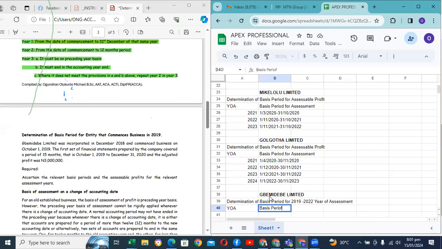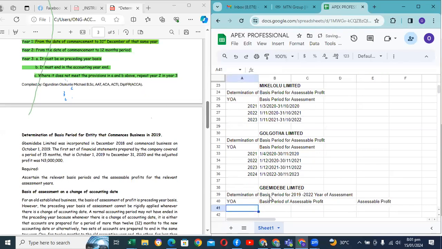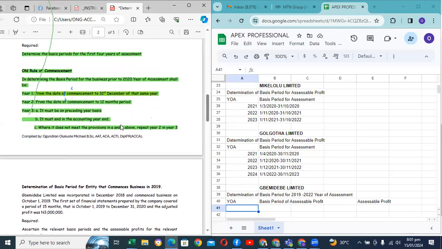Thank you very much. So you have Bemidebe like that. Please pay attention. Now, in 2019, there was nothing like the Finance Act. Or better put, which day am I going with? Am I going with December 2018 or October 1, 2019? Which day am I going with, everyone?